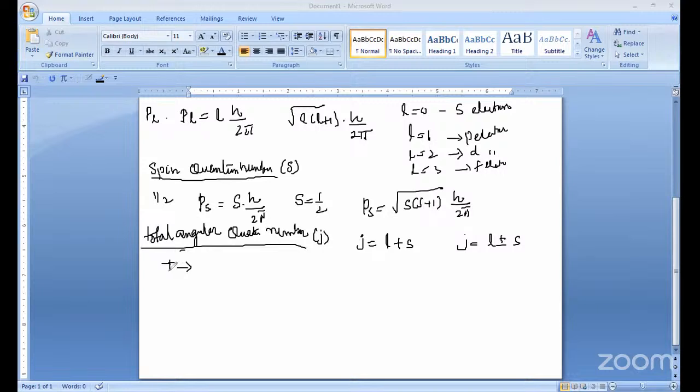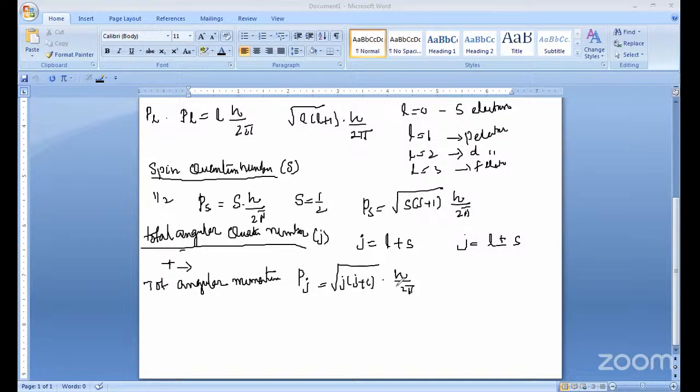And the total angular momentum of the electron is generally represented by Pj here. This Pj is given by root over J into J plus 1 into h by 2 pi. Okay, h by 2 pi here. So these are some of the quantum numbers as well as their magnitudes.